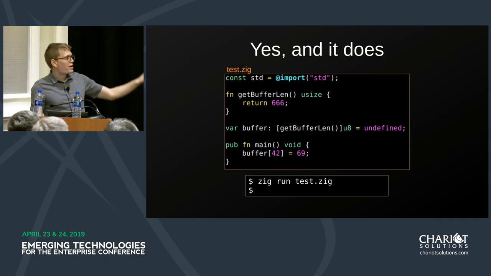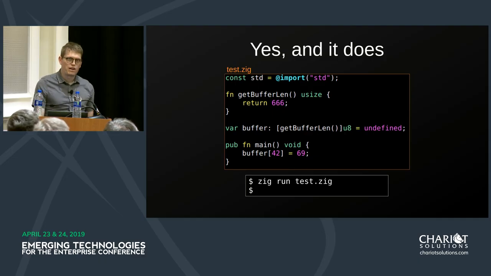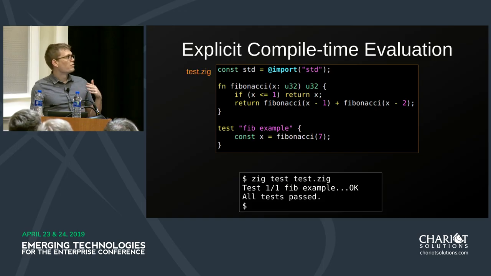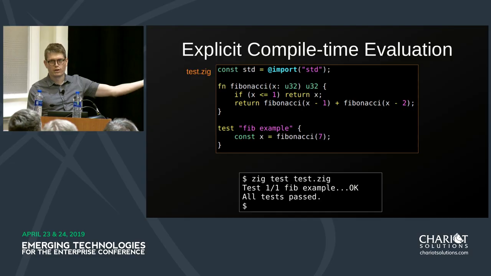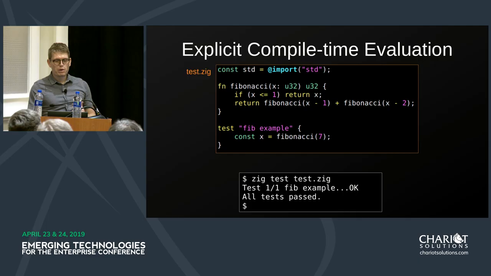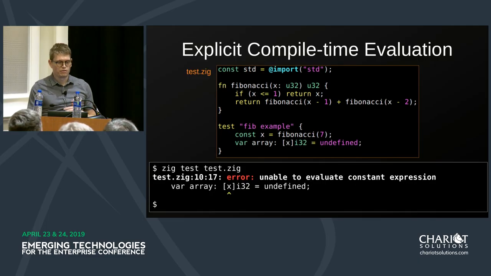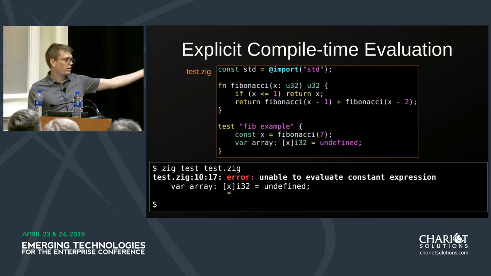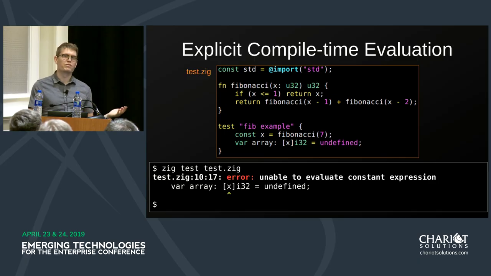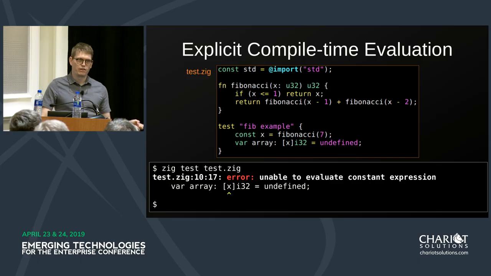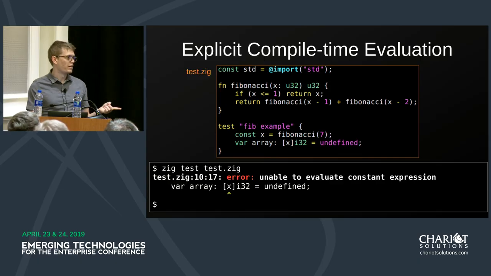Okay, so once we have this concept, we need to flesh it out a little bit. So, for example, here's some more Zig code, and in the test case there, I'm computing Fibonacci of 7 into the variable x. But if I were to try to use it in an array, I would get a compiler error from Zig saying, hey, that's not a constant value. I don't know what it is. You can only use constant values for array lengths. So I'm gonna need to be explicit and say, yeah, I actually do need you to go evaluate this function at compile time.